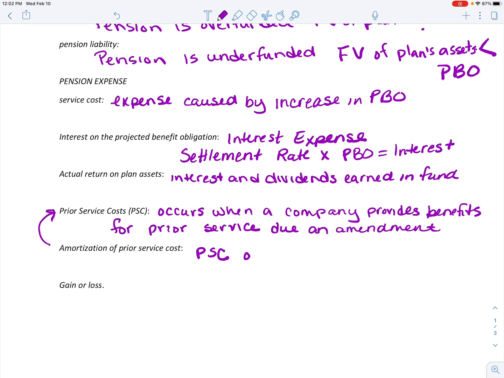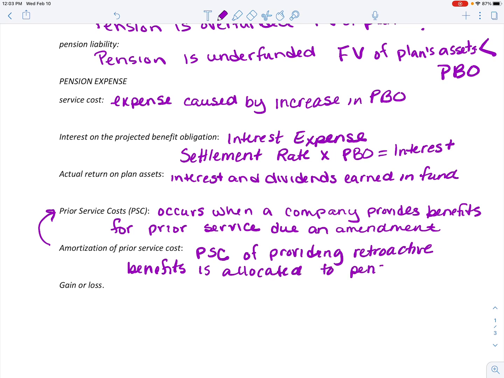So the prior service cost of providing these benefits, these are retroactive benefits, is allocated to this pension expense. And again, we won't have to calculate what these prior service costs are or anything like that. We're just going to have to be able to apply them to our pension expense.